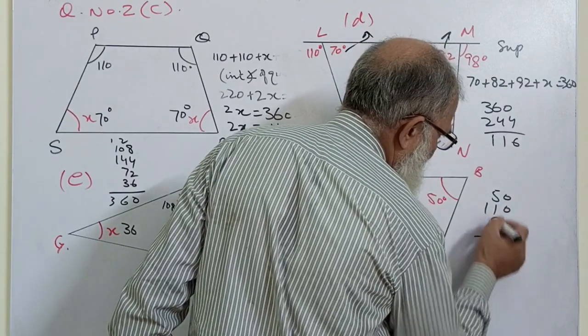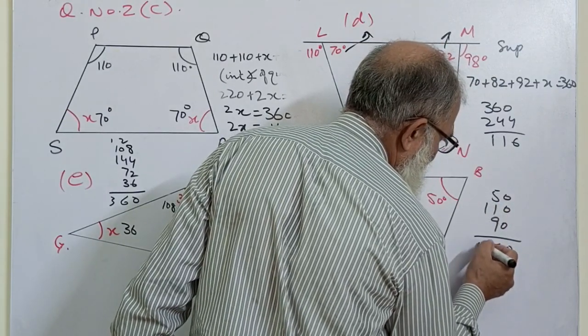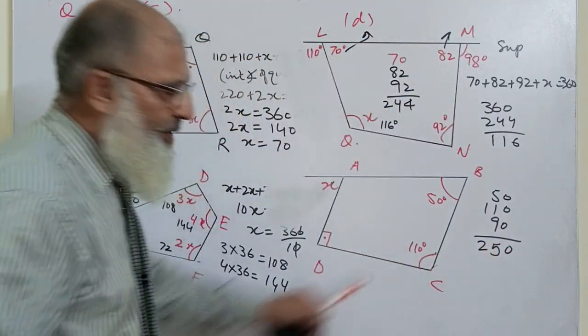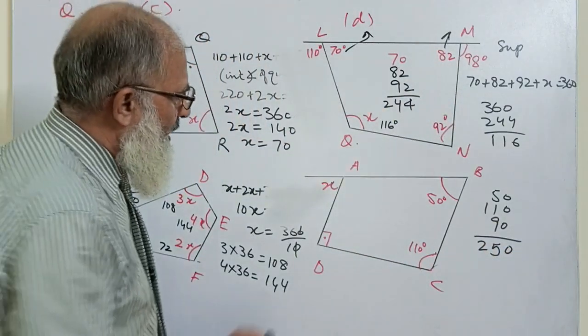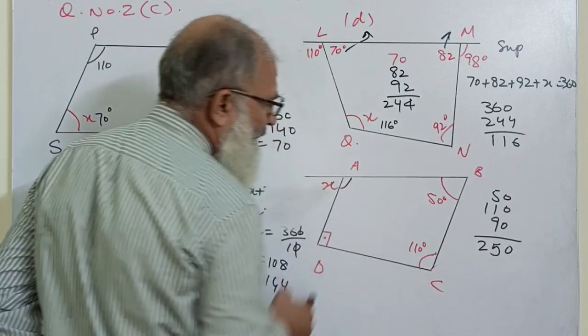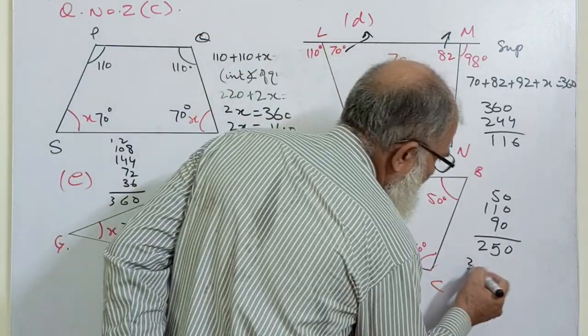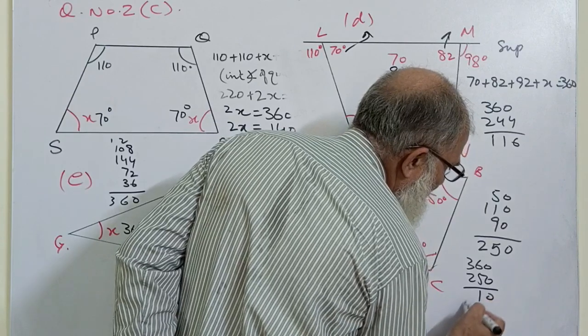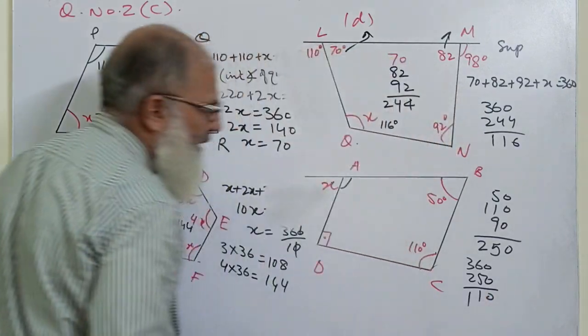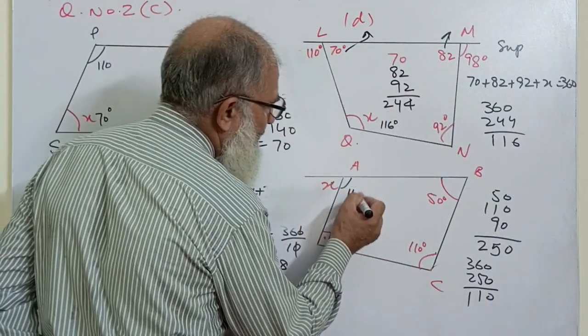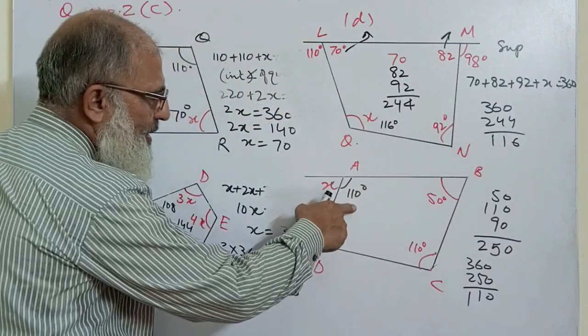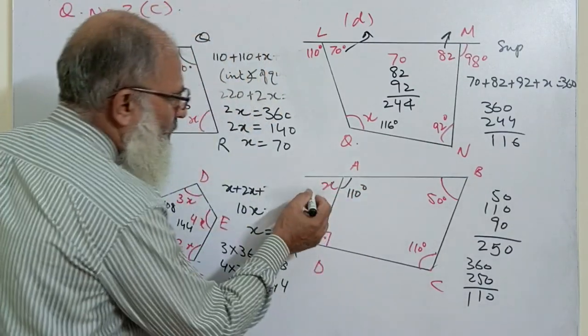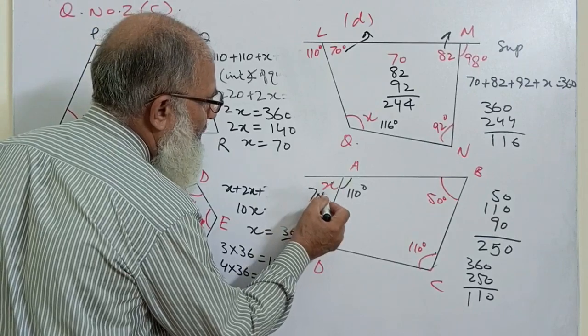It will become 250, as I told you. And this angle will become 360 minus 250. So you see that this is 110 degrees. Since it is 110 degrees, the supplement of it will be 70 degrees.